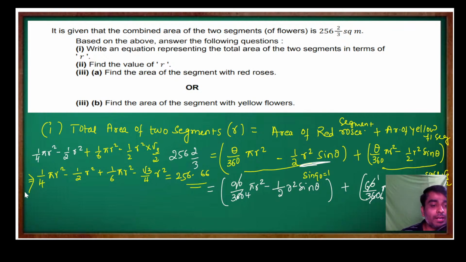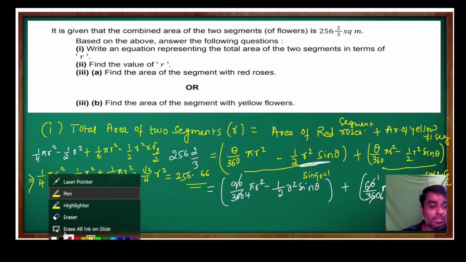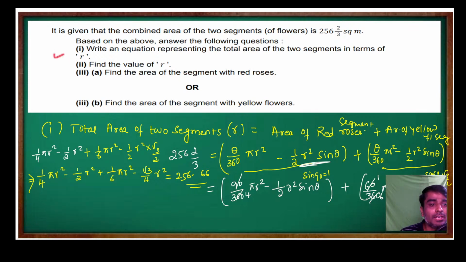That is the first part over now. We wrote the equation in terms of r. This is over. Now we will find out the value of r, then we will find out the area of the segment with red roses. You have to work this out. These steps are different.